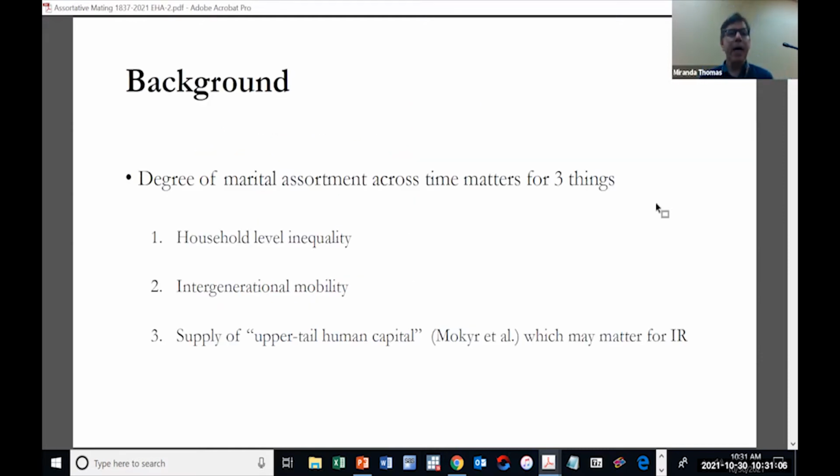There we go. The background here is that marital assortment is actually very important for three things. It's going to determine household level inequalities in the society. It's going to be influential in terms of intergenerational mobility. And then for the Industrial Revolution period, it has this interesting potential consequence of creating much fatter upper and lower tails that may matter for economic growth.